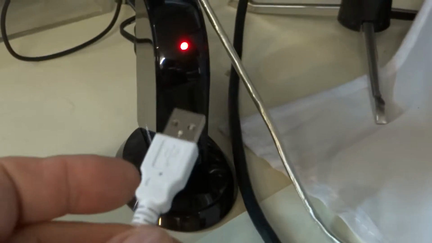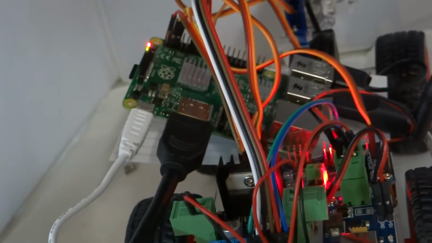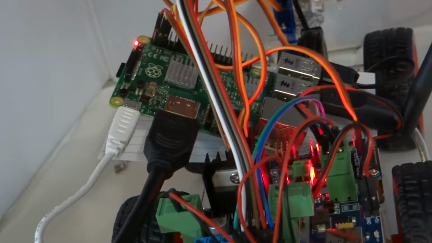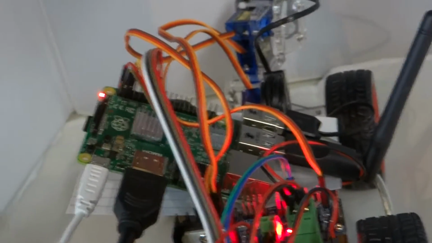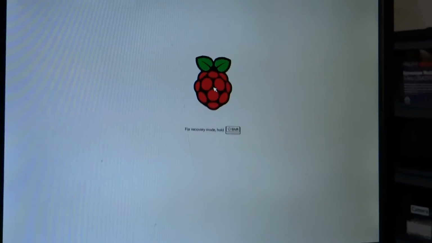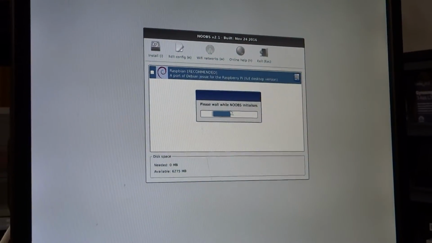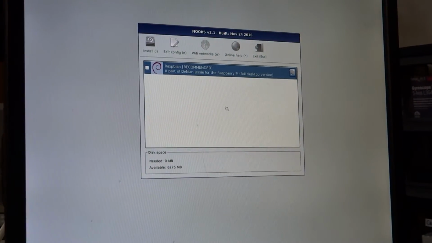Okay, so we're going to apply power. You can see the Pi and some of the other lights in the system are coming on, and you can see on the monitor you should be seeing the screen, so it looks like the Pi is up and running.